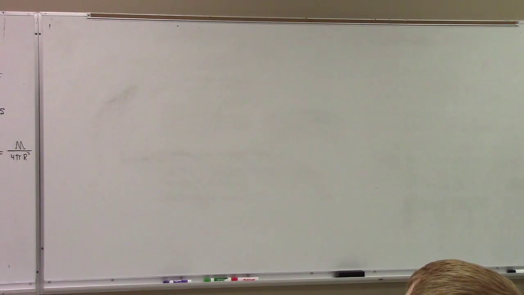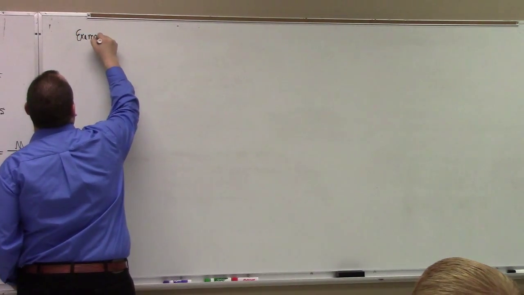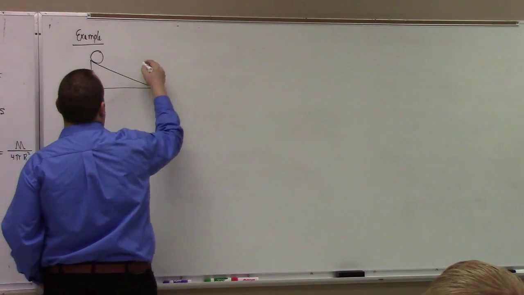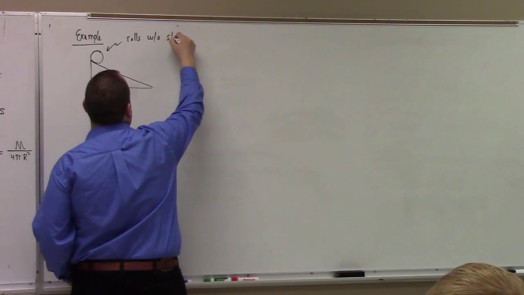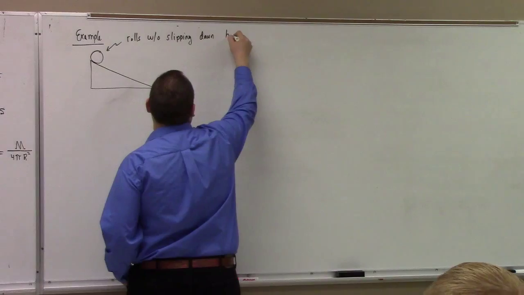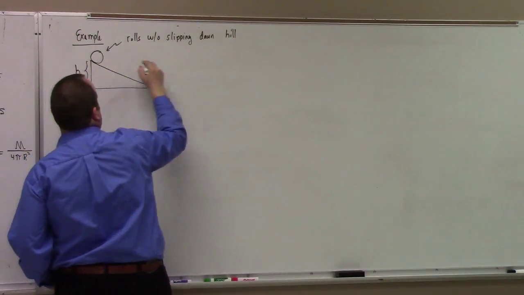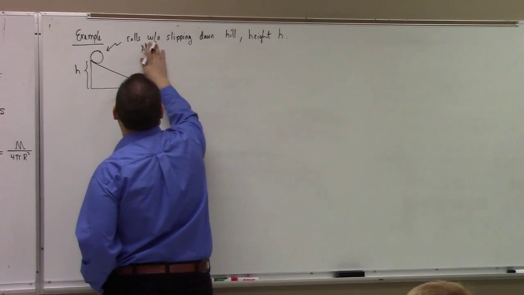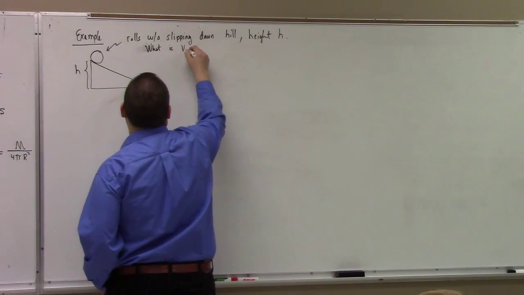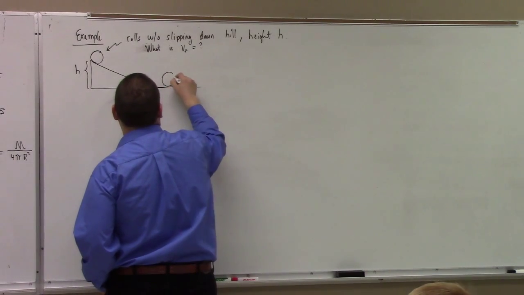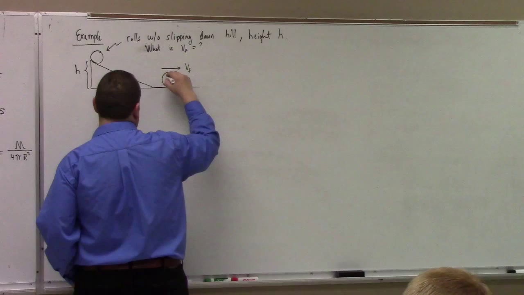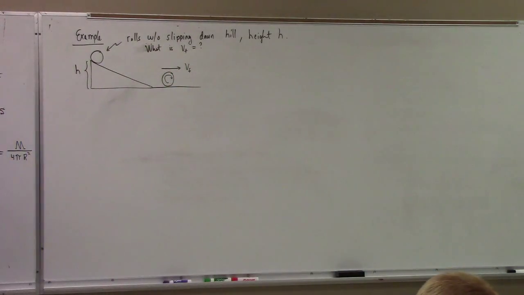So, okay, standard example. You've got a ball, and it rolls without slipping downhill. Let's say the height of the hill is h. The question is, basically, what is Vf? Here, Vf is the linear velocity of the thing at the end. You could also ask what's the angular velocity. So we're assuming that the ball has radius r.